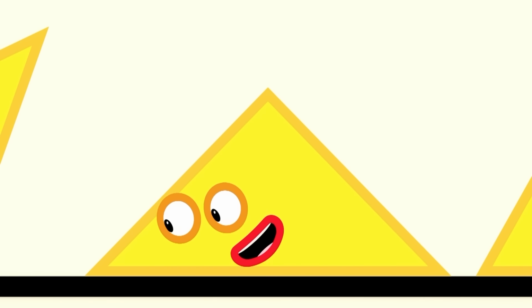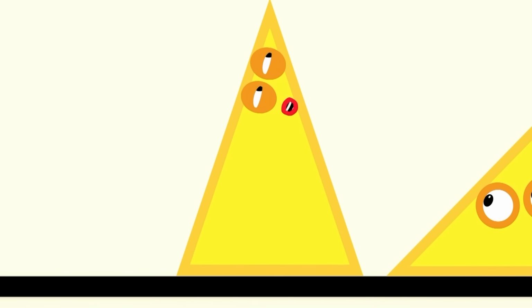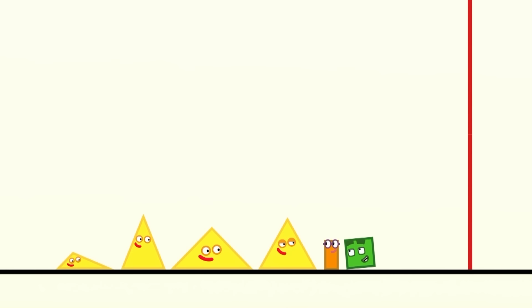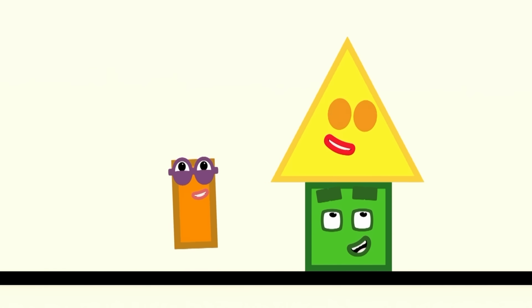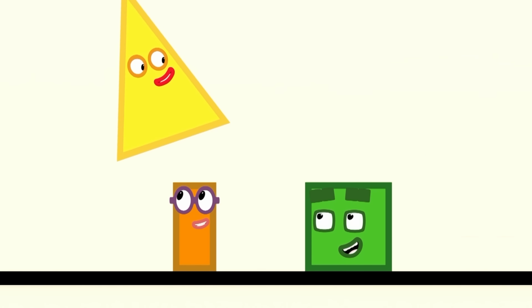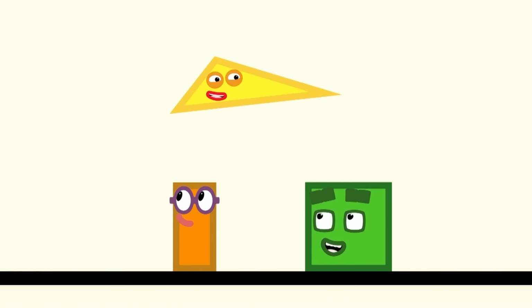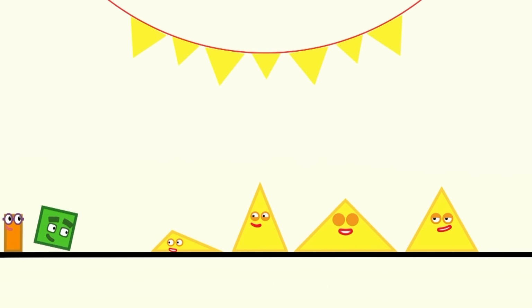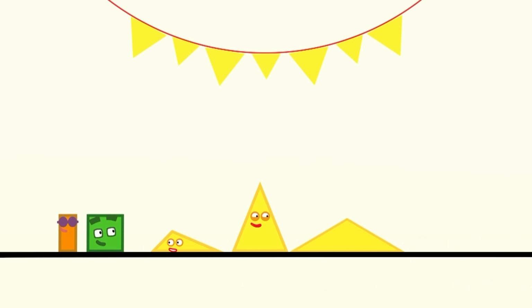Not all triangles are as regular as I am, my dear. Some of us are wide. Some of us are narrow. And some of us are wonky. What matters is 1, 2, 3. Three straight sides. And 1, 2, 3. Three corners means a triangle. Whee! Party hats! Yay! Now let's dance!